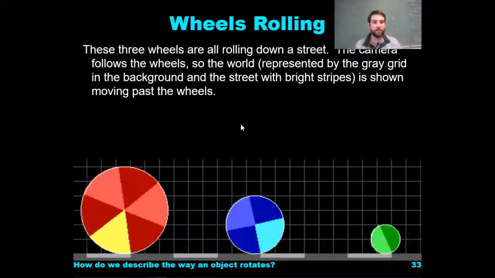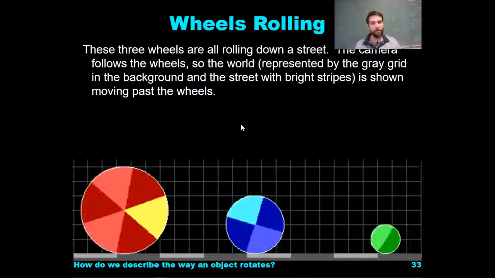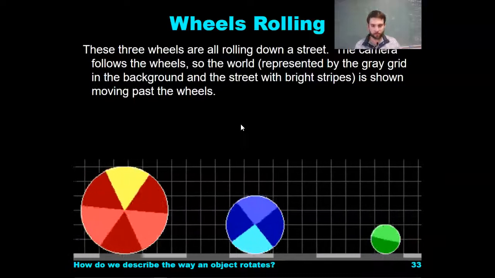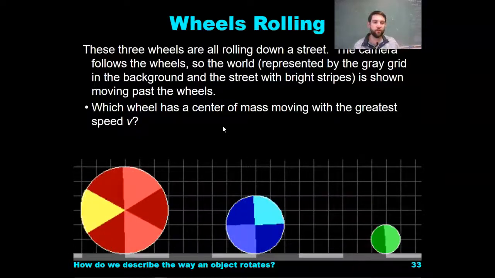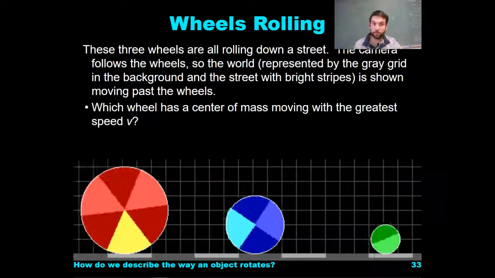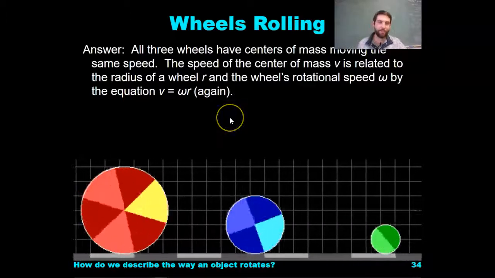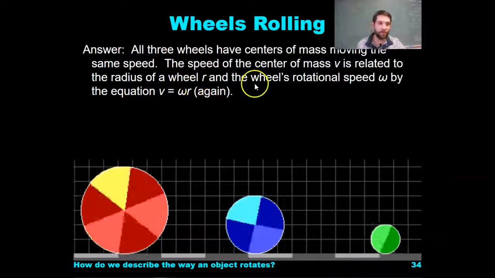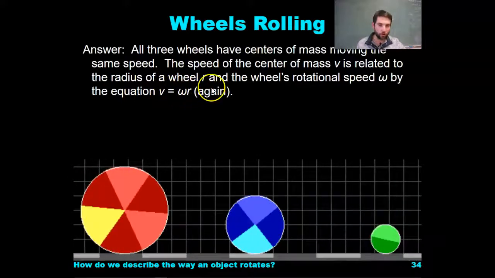These 3 wheels are rolling down the street. The camera follows the wheels, so the world, represented by the gray grid in the background, and the street with the bright stripes, is shown moving past the wheels. Which wheel has a center of mass moving with the greatest speed? All 3. Same speed. The speed is the center of mass v, related to the radius of wheel r and the wheel's rotational speed omega. By this equation, v equals omega times r.